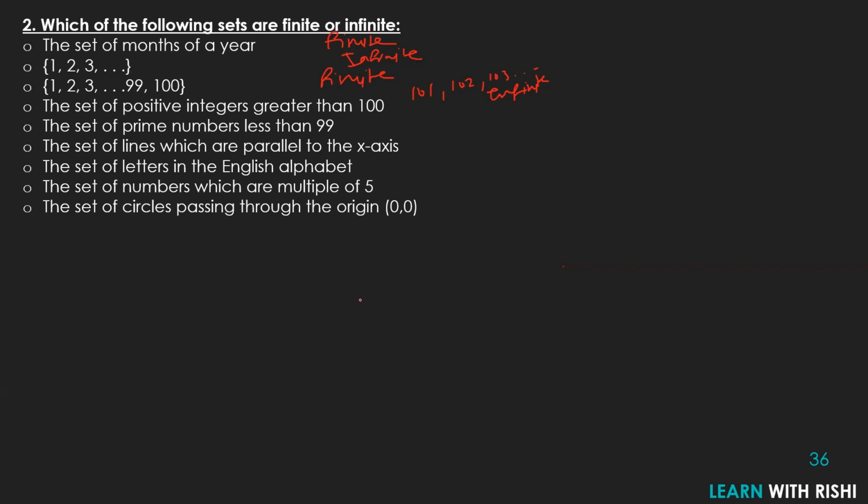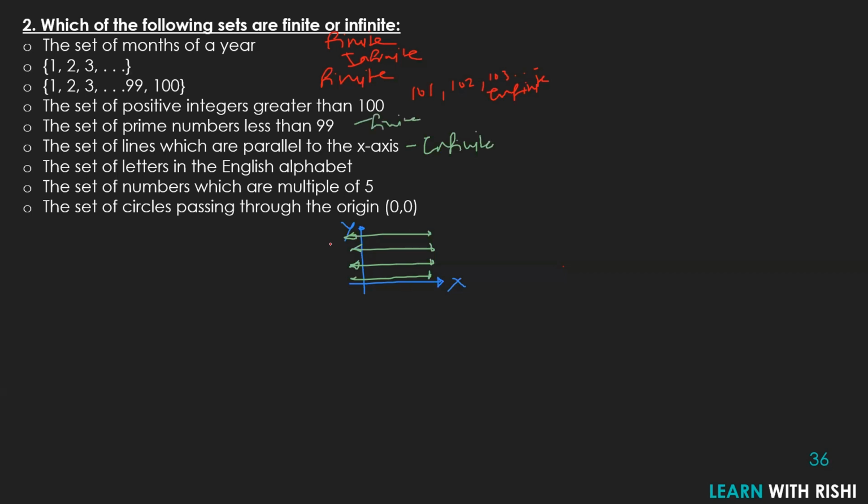Set of lines which are parallel to x-axis. Now, what is this? If this is our y-axis and x-axis, lines parallel to x-axis means these are the lines parallel to x-axis. So here I can draw infinite lines which are parallel to x-axis. So again, this will become our infinite set.